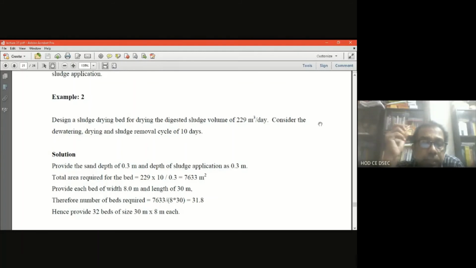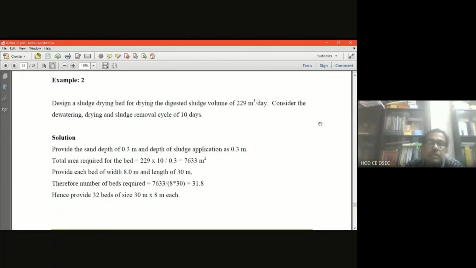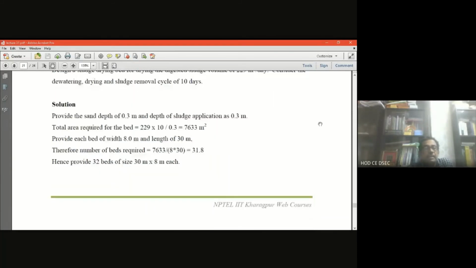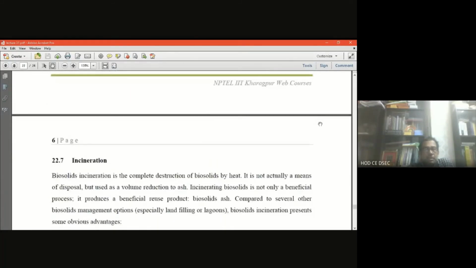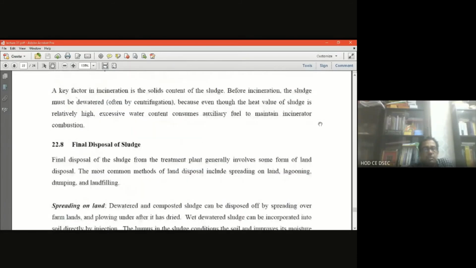In design you can assume breadth and length, so each bed has a width of 8 meter and a length of 30 meter. Therefore the number of beds required is the total area 7633 divided by 8 divided by 30, that is 31.8. This is the number of beds. Ultimately a fraction cannot be used, so we convert it to 32. Hence provide 32 beds of size 30 meter by 8 meter. That is the design of the sludge drying bed. A simple problem I have shown you. Okay.